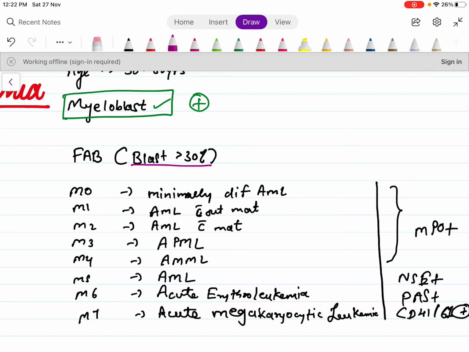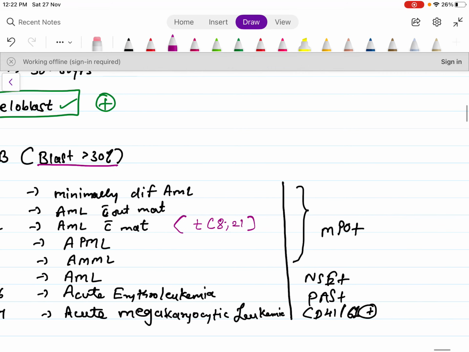Now there are various stages. One is M0, that is minimally differentiated AML. M1 is AML without maturation. Then M2 is AML with maturation. Now this is associated with the t(8;21) translocation, and in this chloroma is seen. Chloroma can be seen in this.